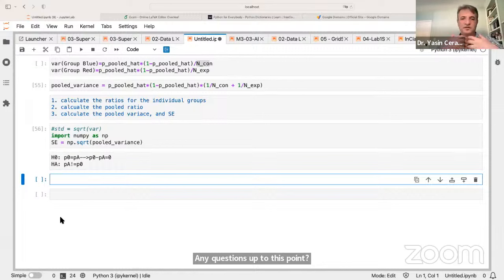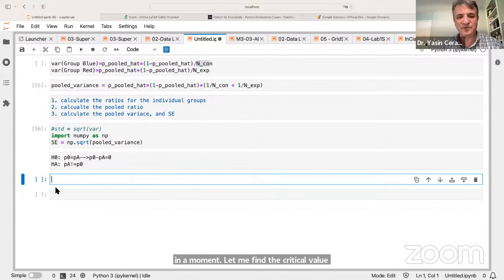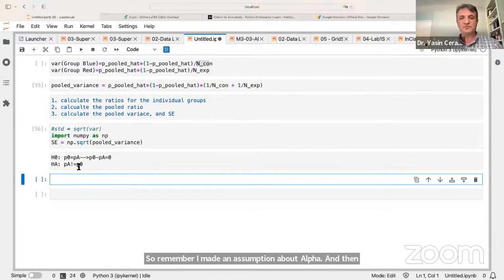Okay, so the next step is I'm going to get my test statistics. Let me find the critical value first, and then I'm going to get to test statistics. So remember, I made an assumption about alpha, and then I'm testing P alternative is not equal to P0.